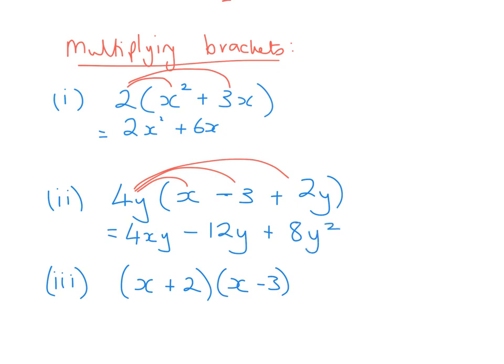Now what you do before you finish off this question is just double check that there's no like terms here. You might be tempted to add the minus 12y and the plus 8y squared, but remember, because there's a square there, they're not the same, okay? They're not like terms, therefore that's your final answer because you can't do anything else.